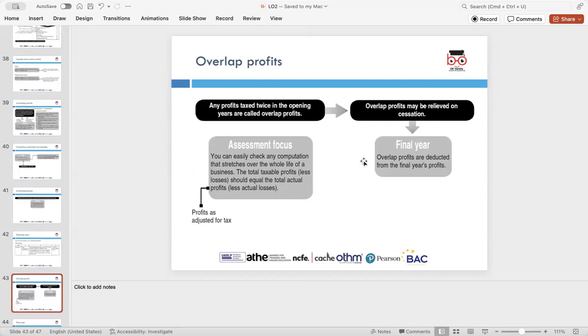Overlap profit is an overall picture of something that we need to understand. There are profits that might end up being taxed twice because of the way the accounting periods are structured. So overlap profits become important when the business comes to an end. In the final year of the business, any overlap profits are deducted from the total profit. This helps to avoid situations where profits are taxed twice, which wouldn't be fair to the business.